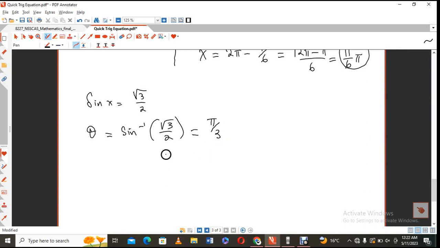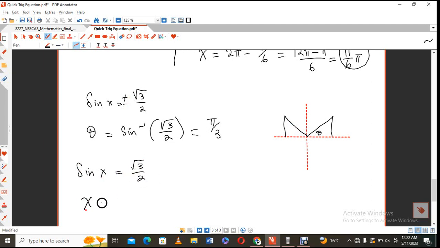Of course, that is our acute basic angle. So again, if we were to bring in our CAST diagram, one of them, obviously, is a solution. I'm just going to work when it's positive for now. So sine x equals positive root 3 over 2.